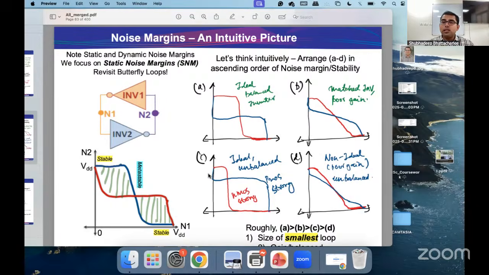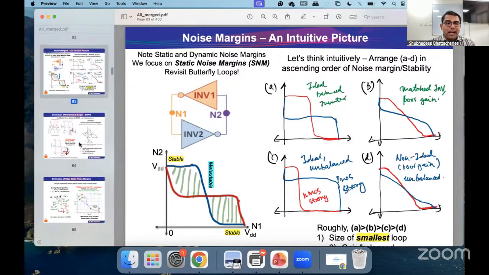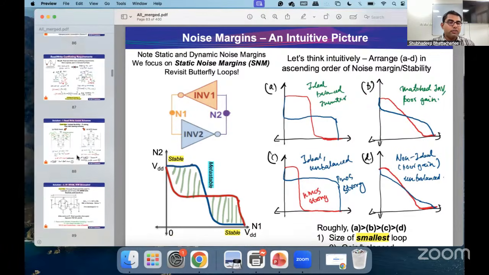So any disbalance in your inverter configuration which comes from your process variations, so FS and whatever you're mentioning are just different process corners, will adversely affect your static noise margins. How do you calculate it? I think we don't have the graph.